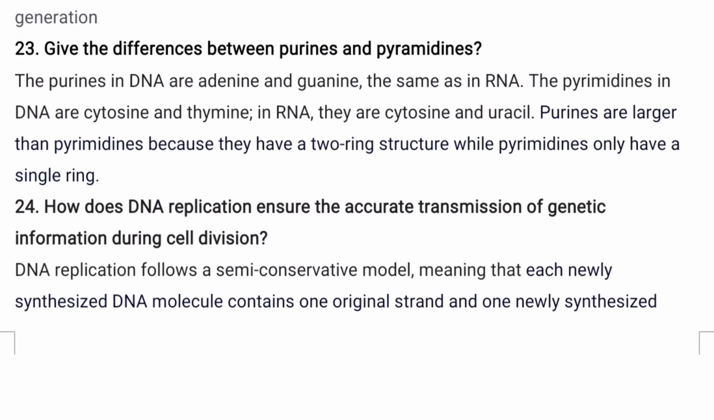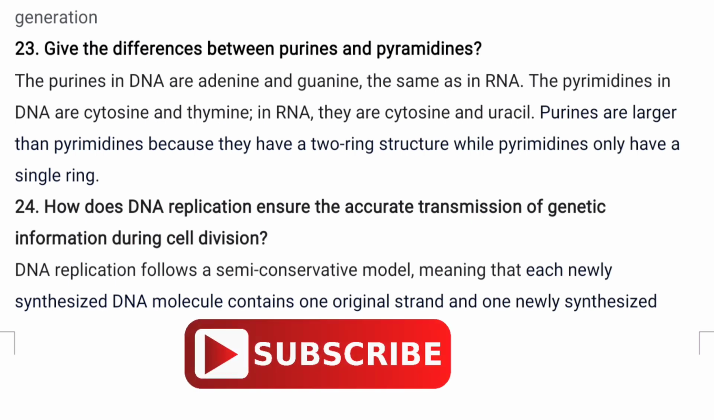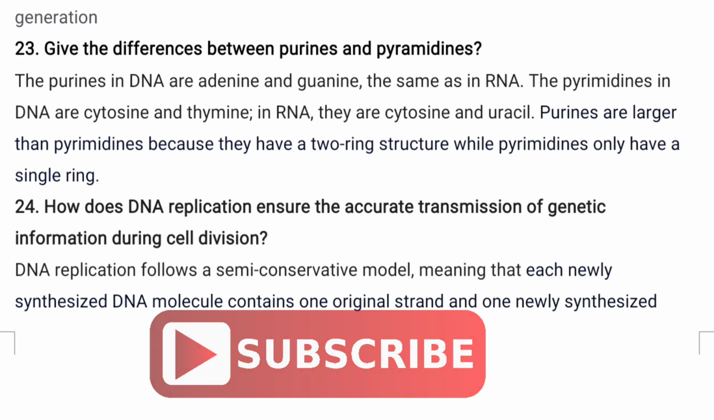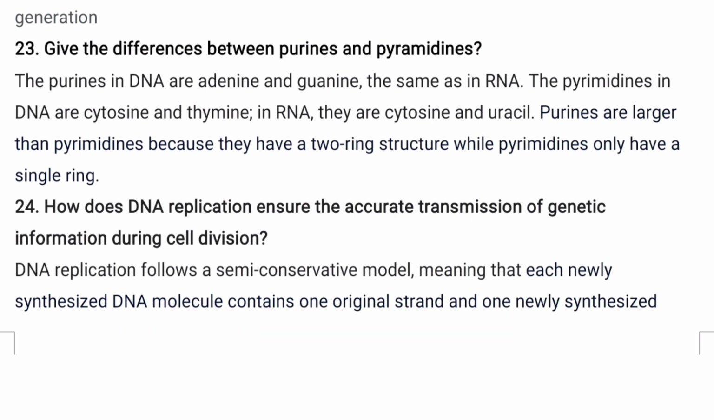Give the difference between purines and pyrimidines. The purines in DNA are adenine and guanine, the same as in RNA. The pyrimidines in DNA are cytosine and thymine. In RNA, they are cytosine and uracil. So instead of thymine, in the case of RNA, uracil is present. Purines are larger than pyrimidines because they have a two ring structure while pyrimidines only have a single ring.